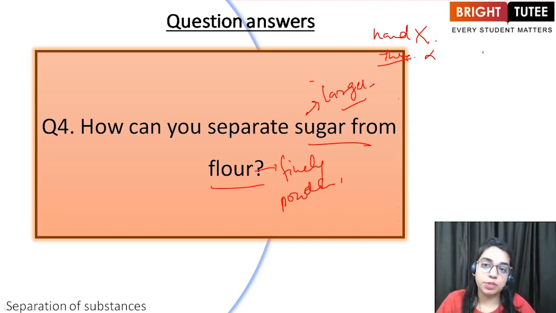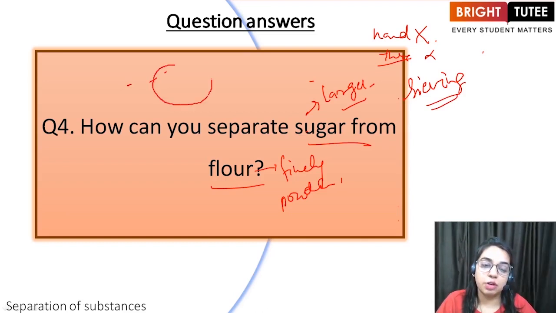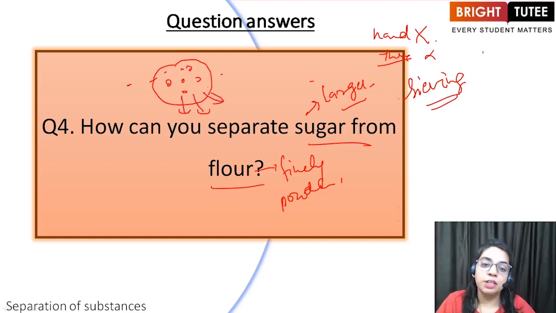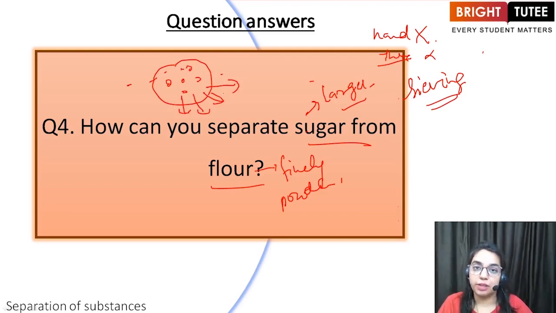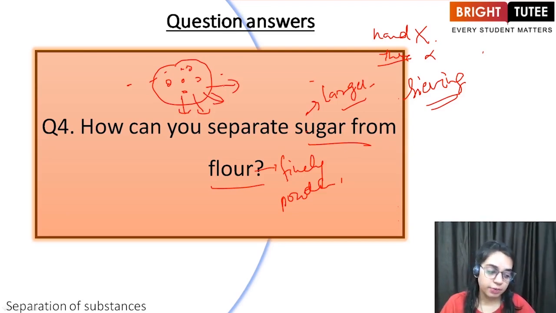So, which is the process? Can we do winnowing? No, children, we cannot do winnowing also. So, we will have to do sieving. We will have to use a sieve. The sugar particles being larger will be left behind in the sieve, whereas the fine flour will be passed through the sieve, and we can separate a mixture of flour and sugar by sieving. Okay, so let's move to the next question.